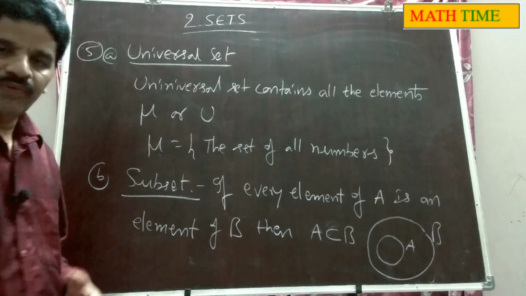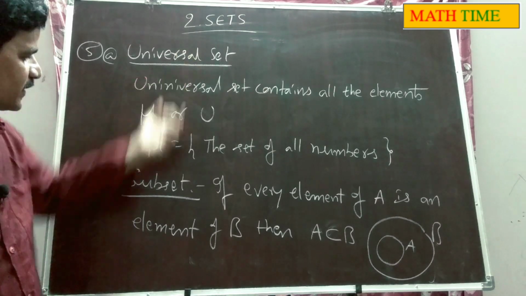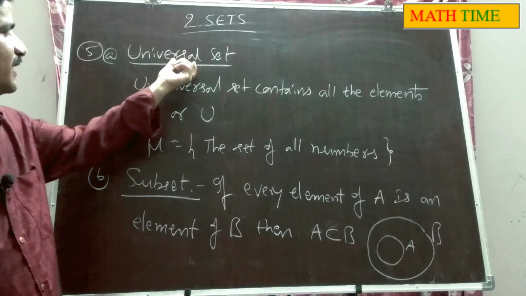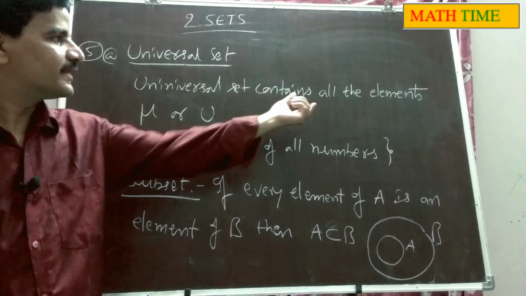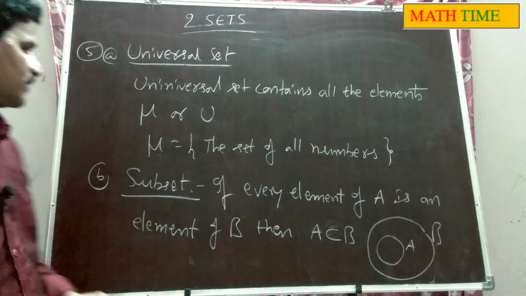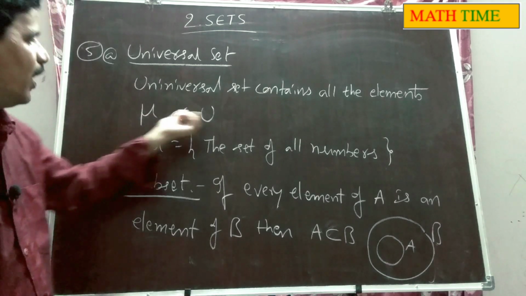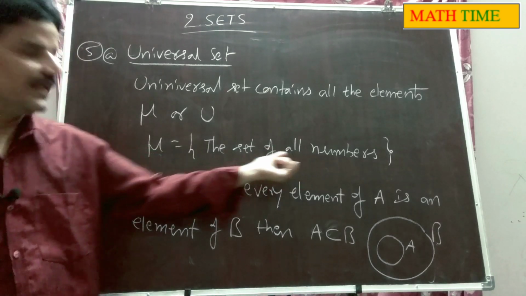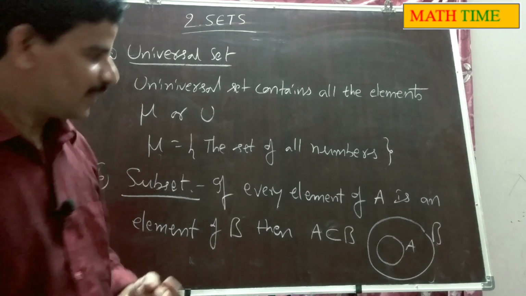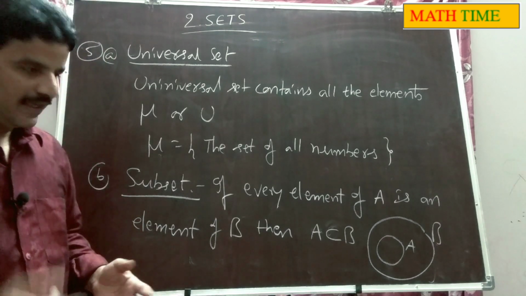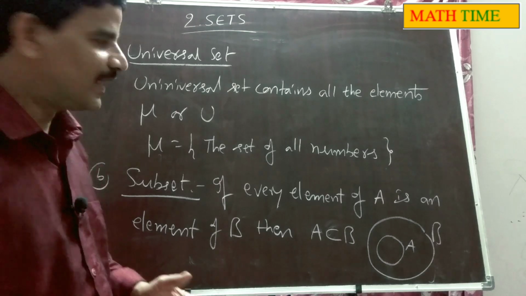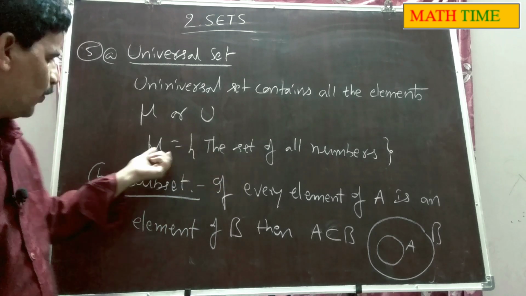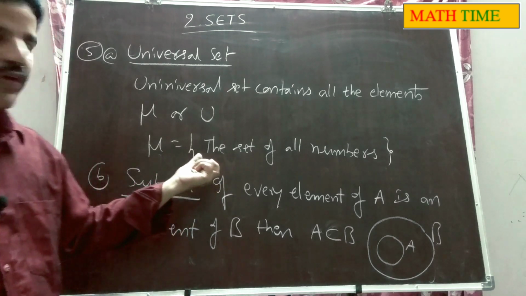So in point number 5, I will discuss the universal set and subset. The universal set, as the name suggests, contains all the elements in the universe. It is denoted by mu or U. Example: mu equals the set of all numbers. Here set of all numbers means natural numbers, whole numbers, integers, rational numbers, irrational numbers, real numbers, complex numbers. All numbers come together and stay in the set mu. Therefore mu is called the universal set.